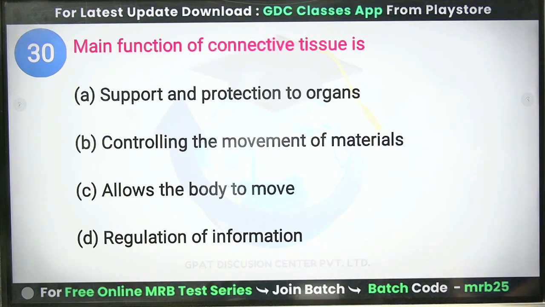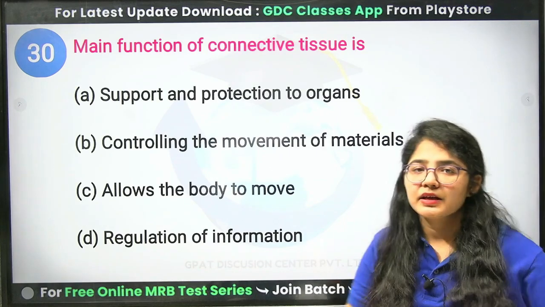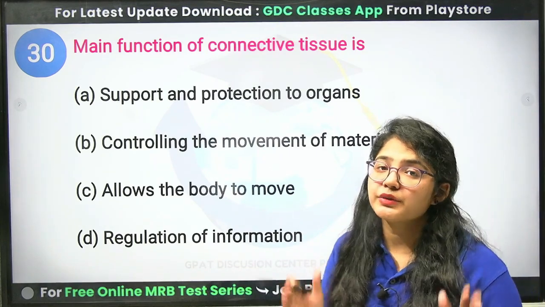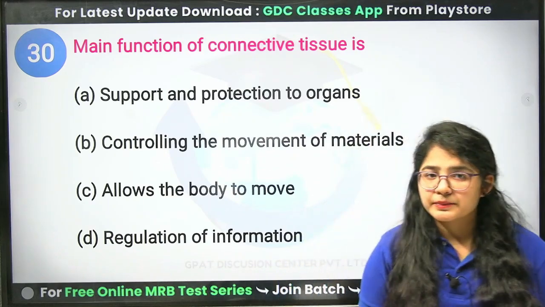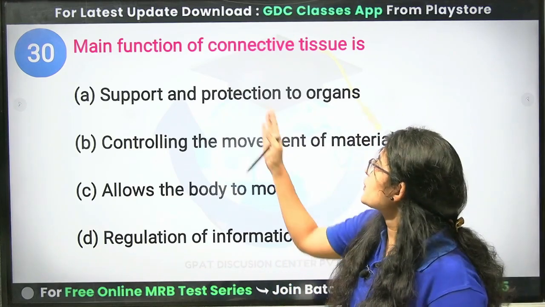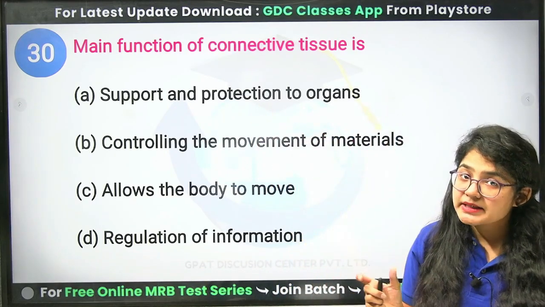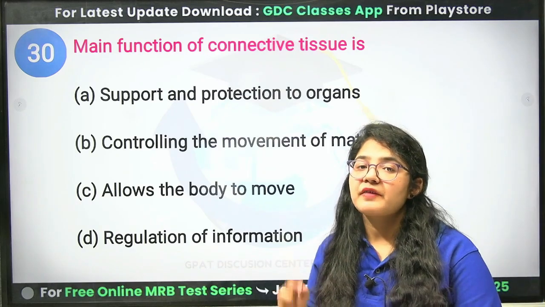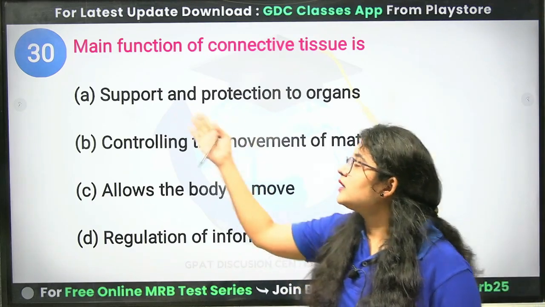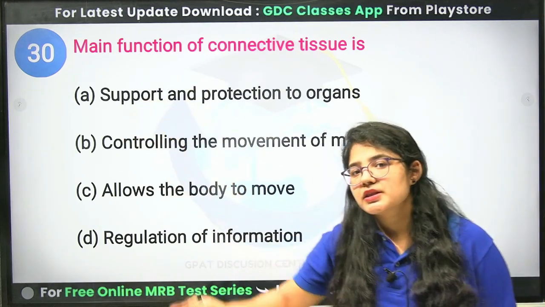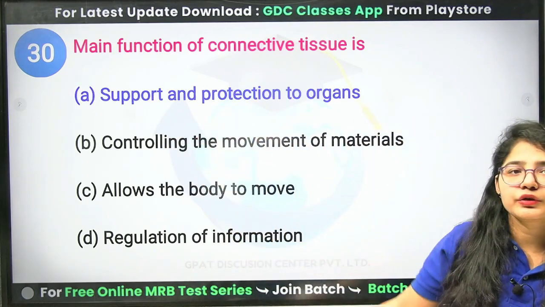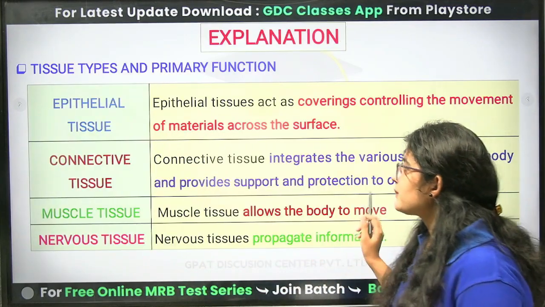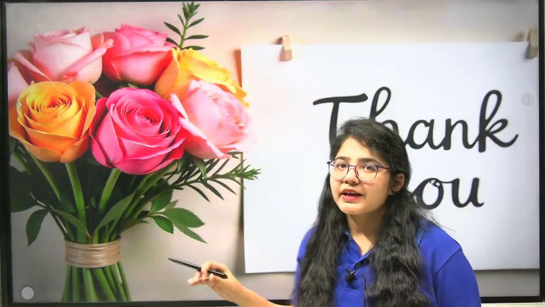Main function of connective tissue is, the main function of connective tissue, the type of connective tissue are your blood, your bones. So blood used to protect your organs like WBC is responsible for fighting against the infection, and your bones provides a structural support to your body. The main function is the support and protection to your organs. Clear? So these were the 30 important MCQs can arise from this particular topic.